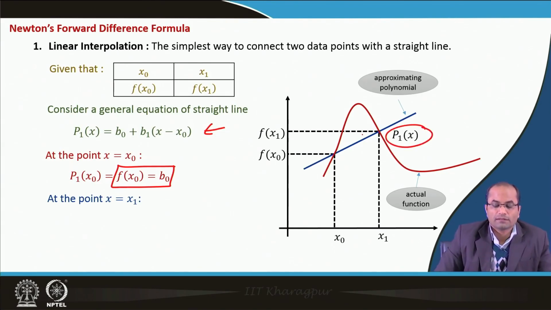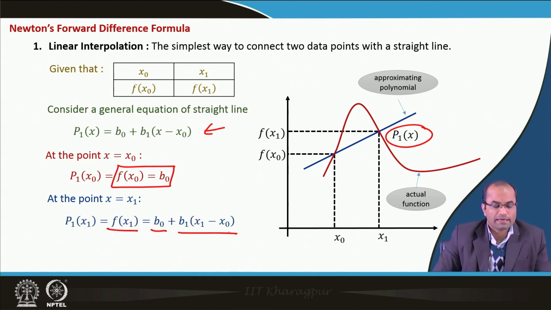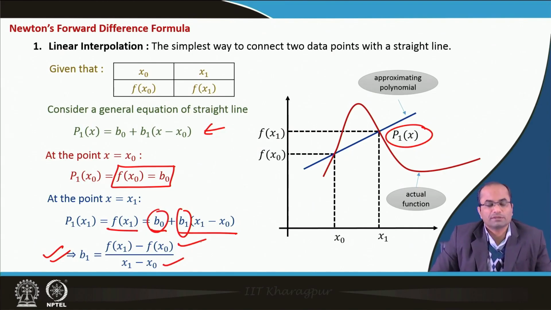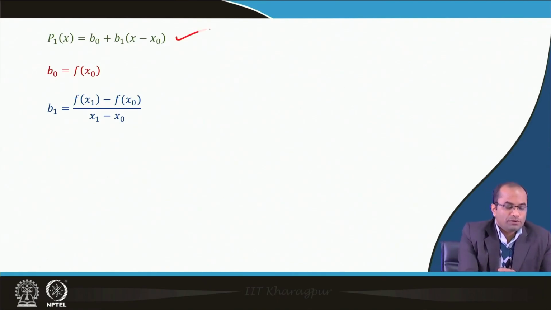the value of the function, that is f x 1. So, here f x 1 is b naught and then b 1 times x 1 minus x naught. So, from here we can get the b 1 also easily. So, f x 1 minus this b naught, which was f x 0, over x 1 minus x 0. So, having these values of b 0, b 1, we have this polynomial.